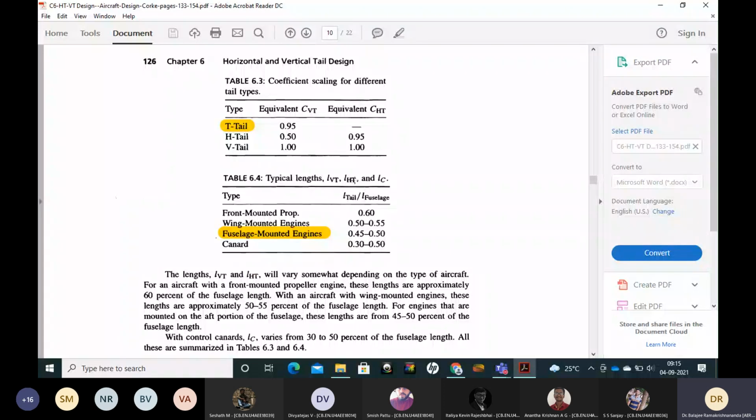So equivalent CVT, it tells you should multiply this factor with the CVT and CHT you are getting for T-tail, H-tail and V-tail. If you don't take it from the comparison aircraft, typical lengths for LVT, LHT and LC are given here for various types of engine mounting.